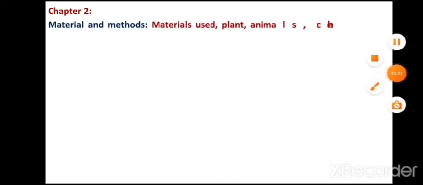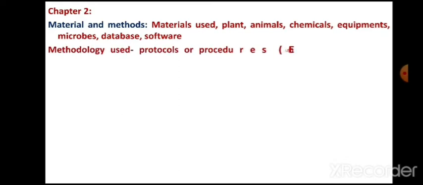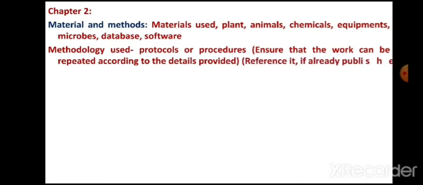Chapter 2 is entitled materials and methods. In this, you need to describe the different types of materials which have been used: names of chemicals, plants, animals, microorganisms, equipment, databases, software, etc. And then you need to describe the protocols, the method of your investigation.